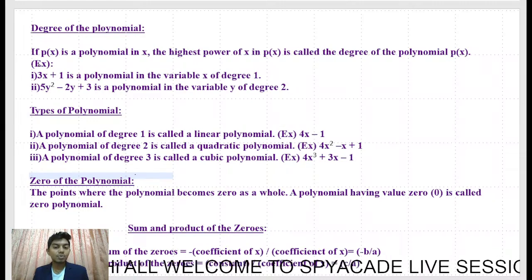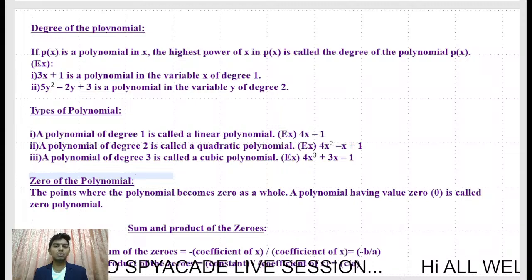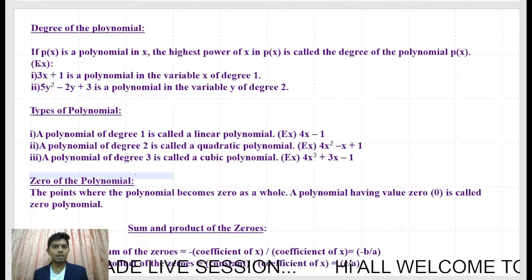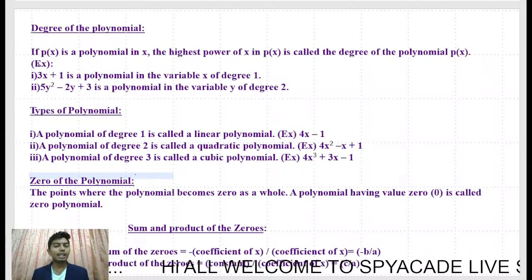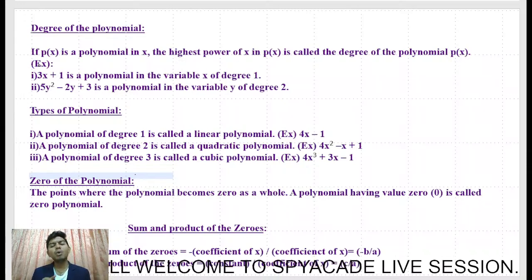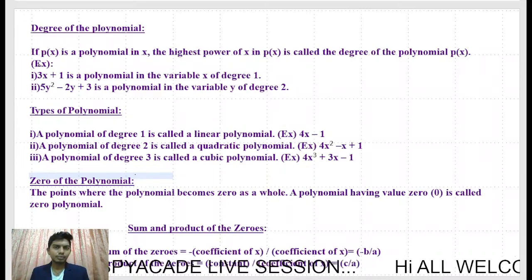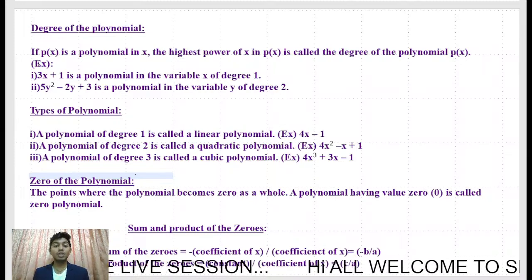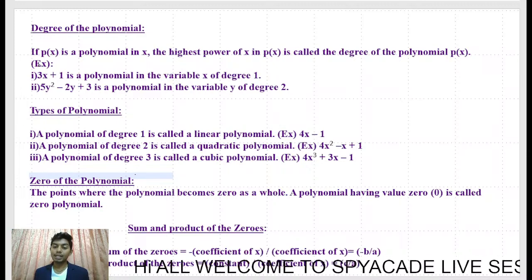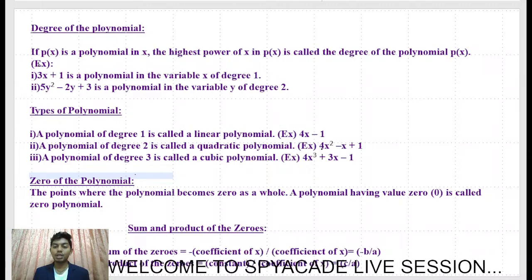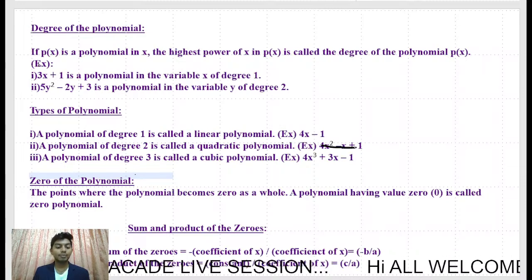So let's move on to the next one, sum and product of the zeros. Now we found the zeros. Wherever you substitute some value in the place of x and the expression becomes 0, that is a zero. So how many zeros will be possible in one expression? Just think. Suppose this is your equation: 4x square minus x plus 1.